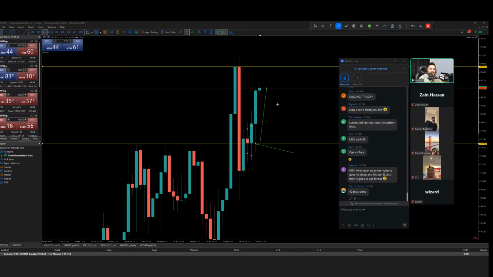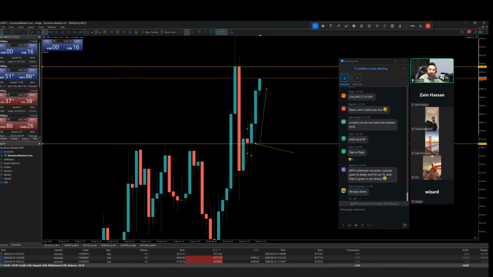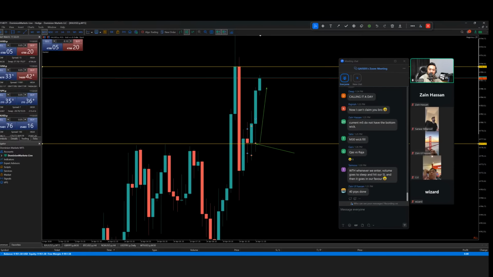So the current M5 does not have the bottom wick. Don't look at the 5 minute time frame. M30 wick fill, okay. M30 wick fill could be, but it already moved, so not comfortable. So what the hell? Whenever we enter, volume goes to sleep and hits over SL, and then it goes in our favor. But you know what? At least I did not lose like 120, $130. I lost like $50. So 0.5%. Still, I am having almost 1.5% risk with me. So we'll see on the NY session now.